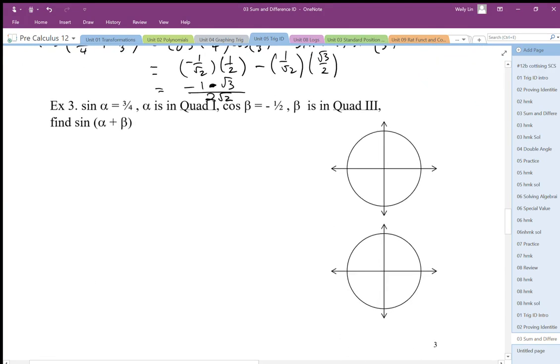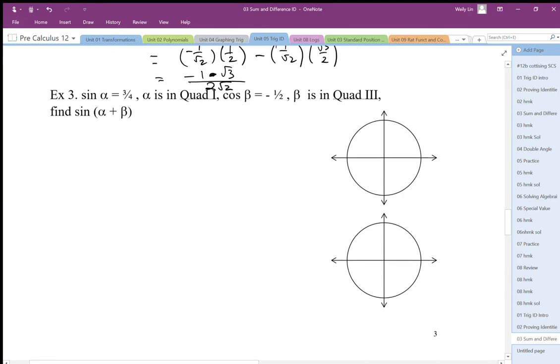So this is the other type of problem. We're still doing it with exact values, but we are given the exact values in that form, which we can put into the circle. And then we're asked to find the sine of that sum. So again, as soon as you see that, we need a formula for that. We need to go to our identity sheet.